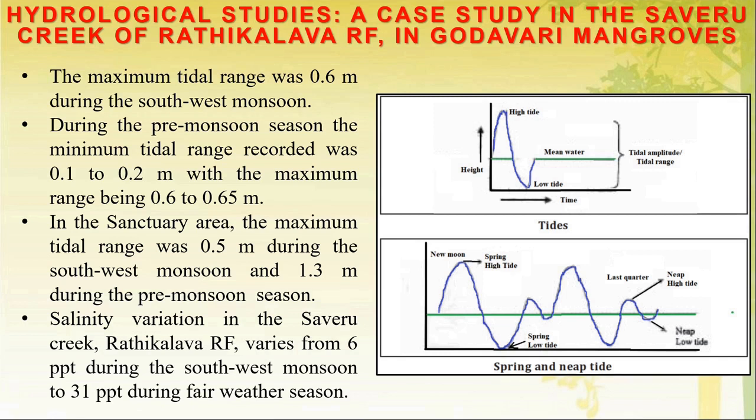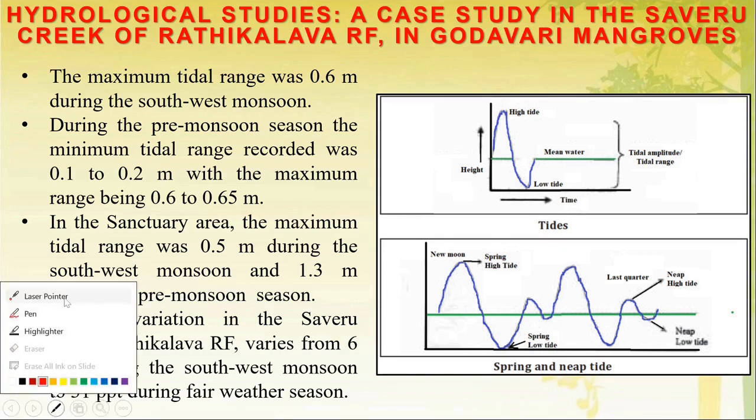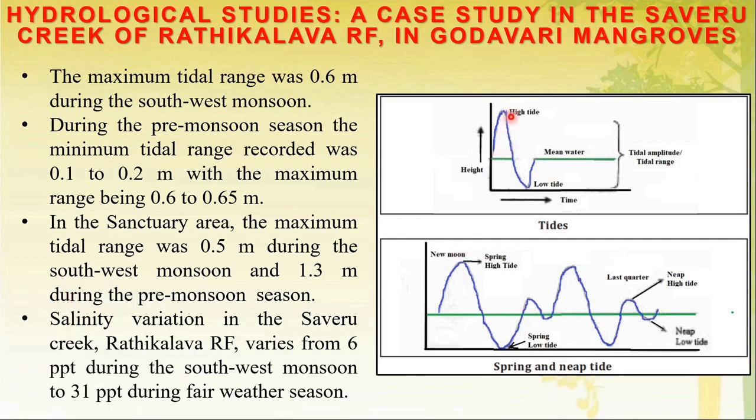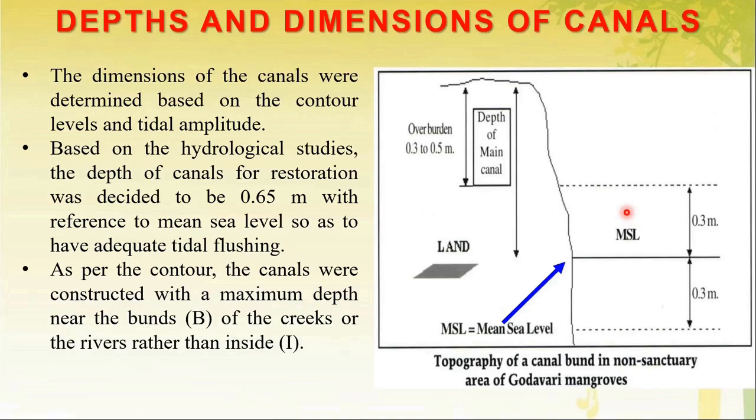Salinity variation in the Saveru Creek, Rathikalava Reserve Forest varies from 6 ppt during the southwest monsoon to 31 ppt during fair weather season. Based on this tidal amplitude, we have to identify the dimension of canals. The dimension of canals were determined based on the contour level and tidal amplitude.